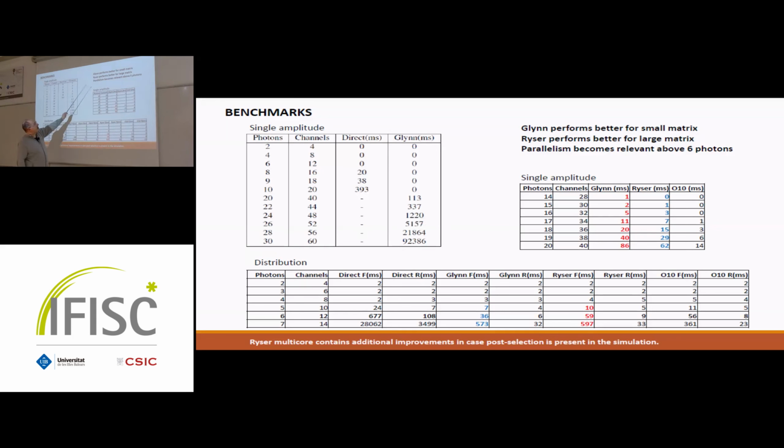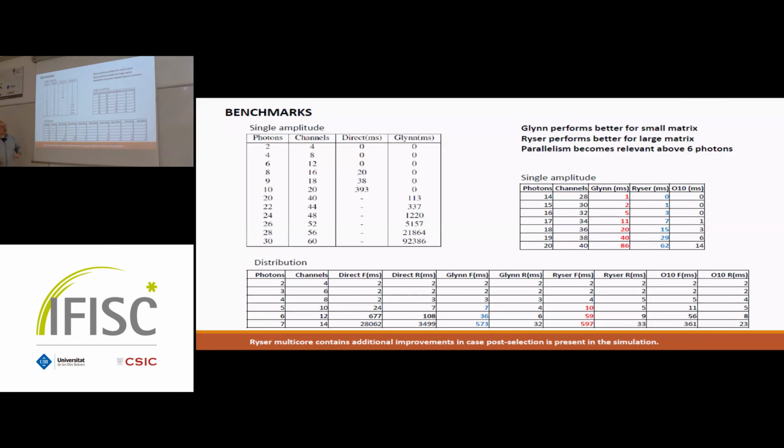We have here a comparison, also of a single amplitude, but with more photons, for the Glynn and the Ryser formula. As you can see, when the number of photons is large, the matrix is large, and the Ryser performs a bit better for large matrices. And here, this one is Ryser with multiple cores, in particular 10 cores. I can configure the number of cores I want to use, but I use 10. You can see it's not a factor 10 of improvement, but it's a good improvement, from 86 milliseconds to 14.